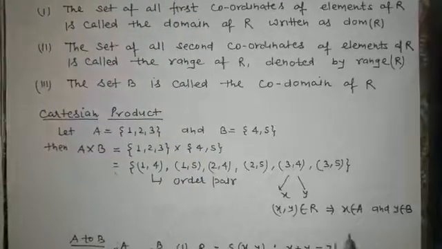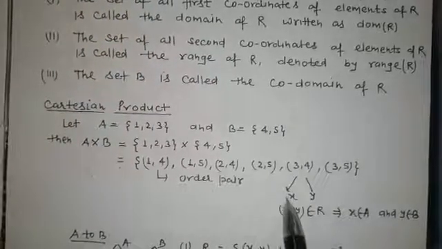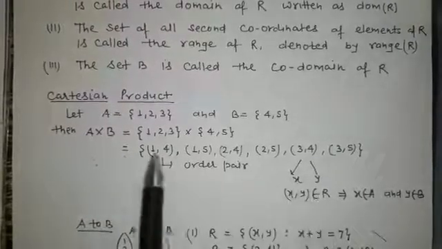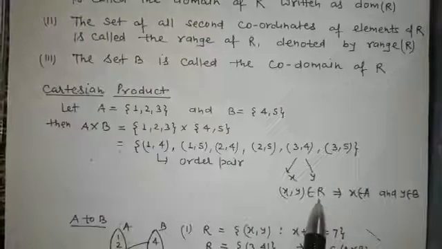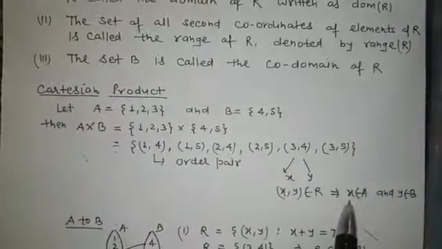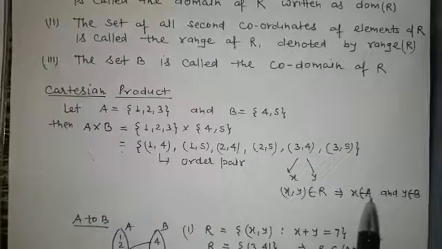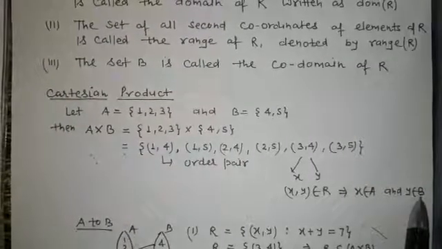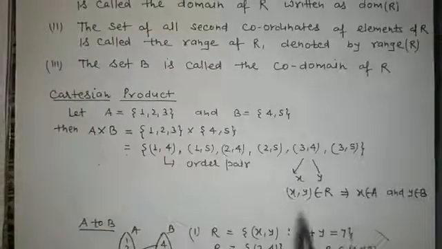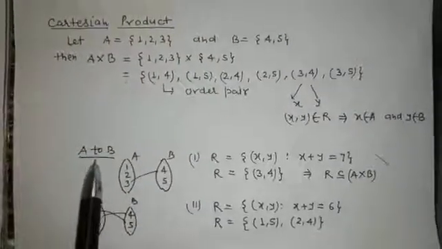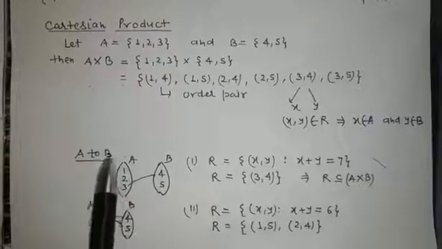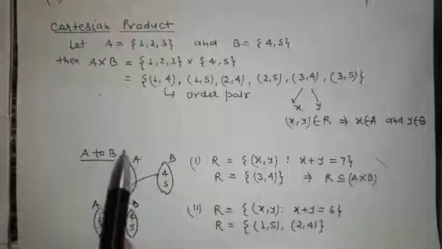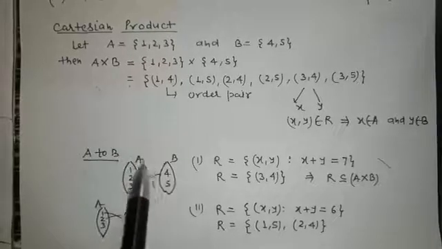Now, if we take 3 as x and 4 as y, then (x, y) is an element of R. This implies x is an element of A and y is an element of B. Now a relation may be from A to B, or B to A, or A to A, or B to B.